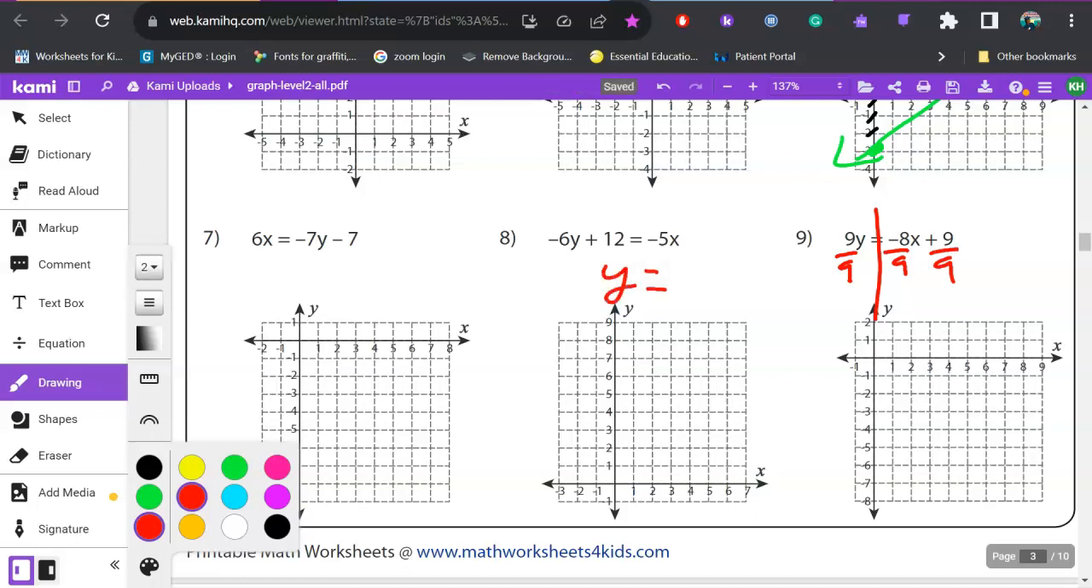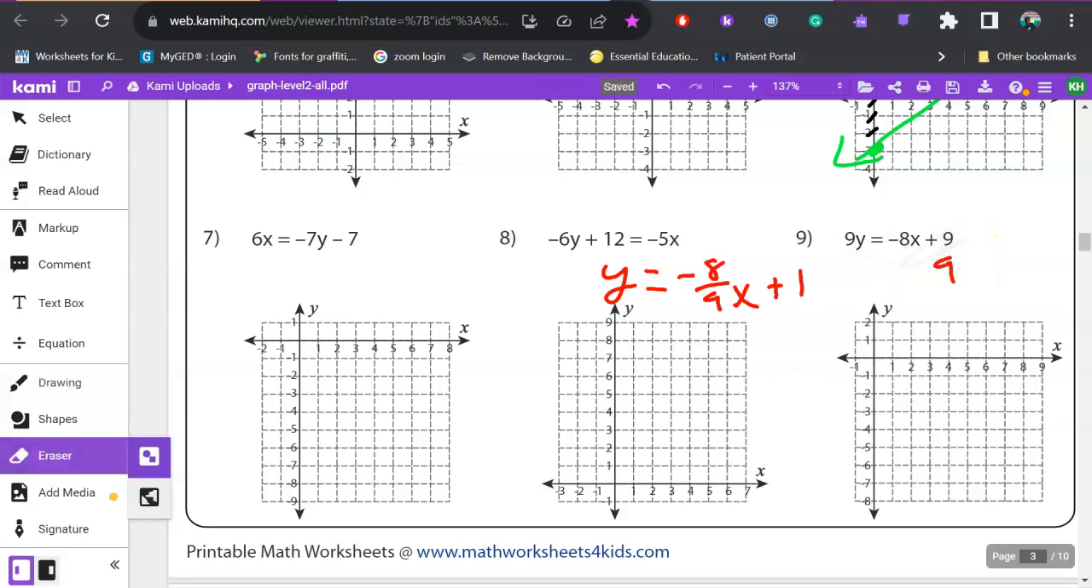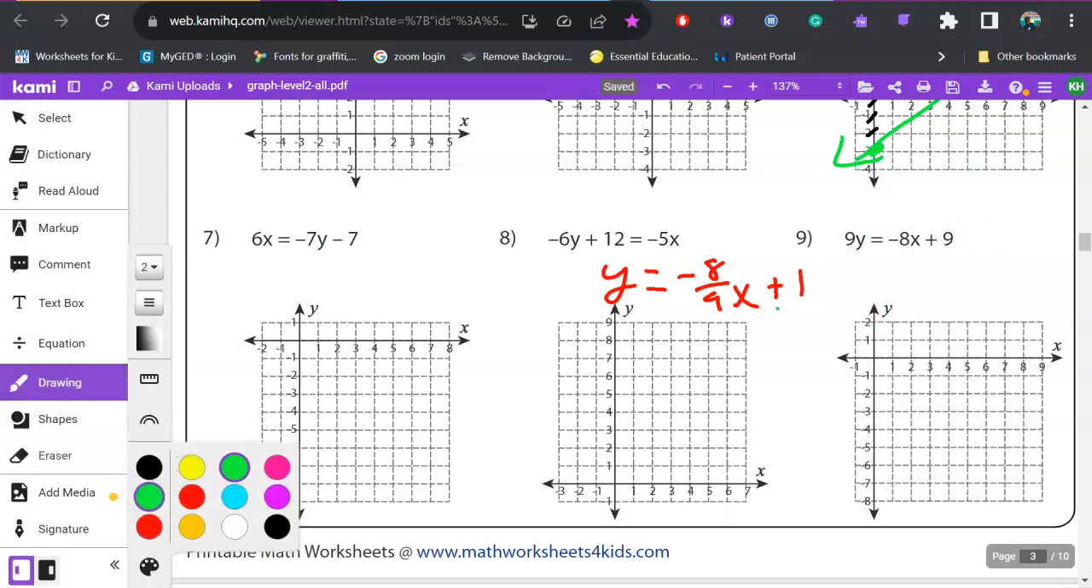I'm going to put over here. Negative 8 over 9 is not going to reduce. So I'm going to bring it. Negative 8 over 9x. 9 over 9. Ooh, see, that's going to give you a positive 1. So change that to a positive 1 when I reduce. That I can graph. You can see your y-intercept number is a 1. So we're going to start at the positive 1. And then our slope is negative 8 over 9.